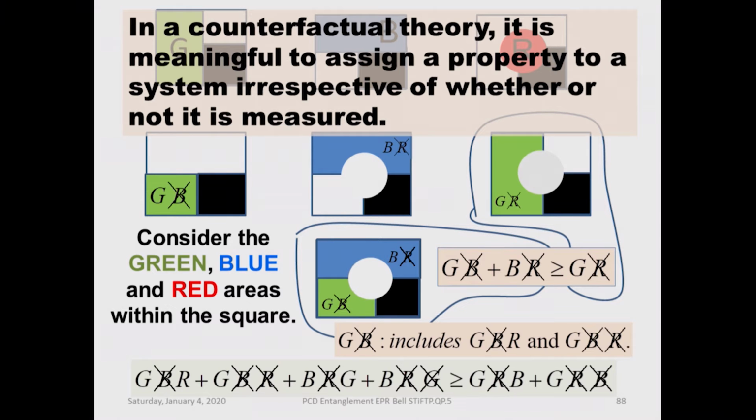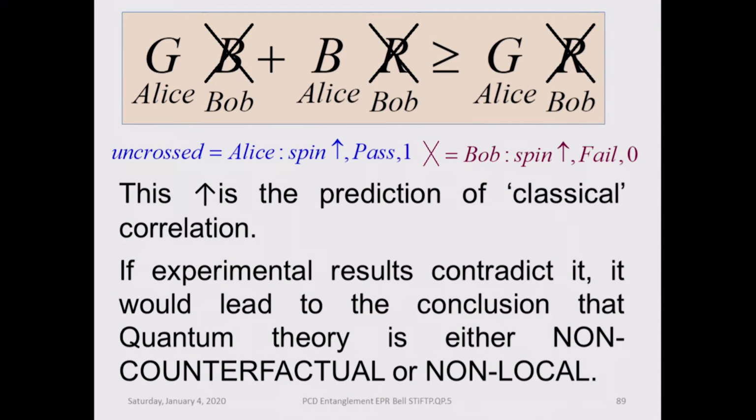Now, this is the marvelous work of John Bell, which is why Stapp said that this is one of the most important pieces of work. So, this is the prediction of classical correlation. It is contained in this inequality, and if you have an experiment which gives you a result which contradicts it, then it would mean that quantum theory is either non-counterfactual or non-local, and that will give you an ability to conclude and decide on which side of the debate you want to stand, right?